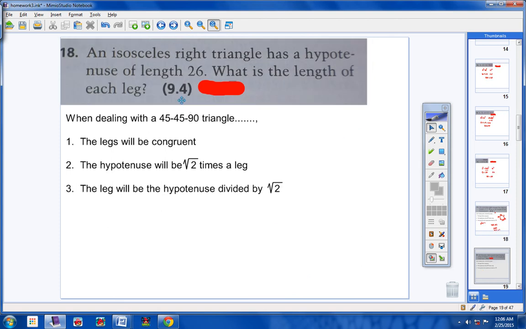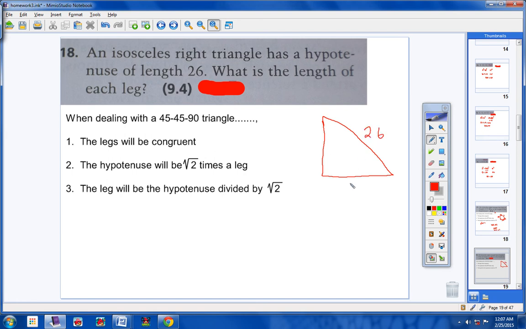Once again, we have an isosceles right triangle. Okay? So if we have an isosceles right triangle, we know that means we have a 45, 45, 90 triangle, okay? So here it is, 45, 45, 90. Now my hypotenuse is 26. What is the length of each leg?